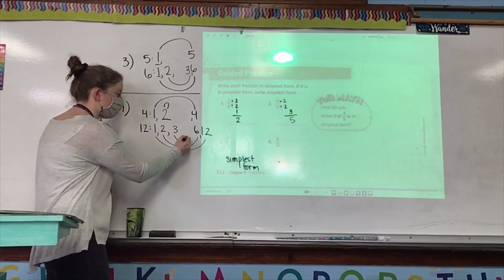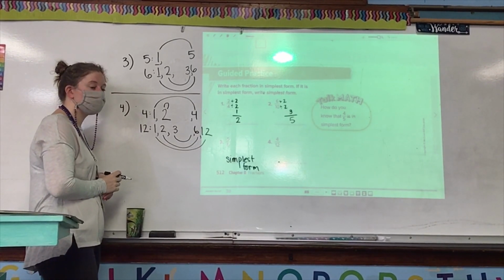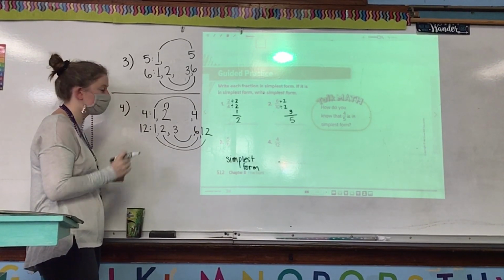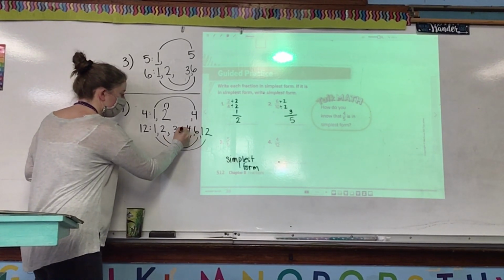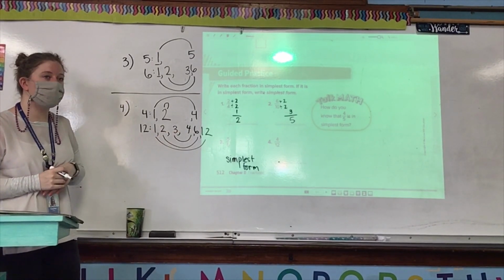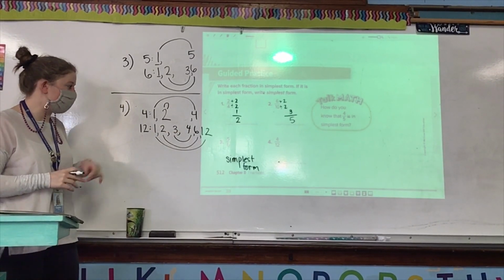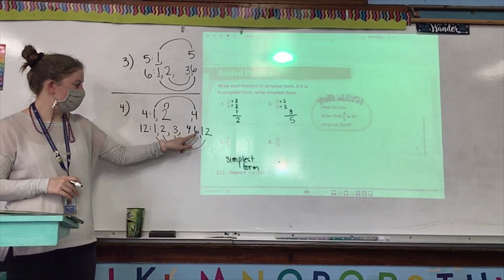3 is a factor pair with basic facts. Cullen? 4. Now we've met in the middle. So are there any others? Is there any number between 3 and 4, Carla? No. So the factors of 12 are 1, 2, 3, 4, 6, and 12.